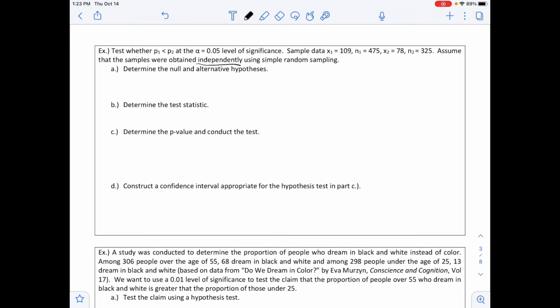And so the first thing on here, part A, says to determine the null and the alternative hypotheses. And so H0 for our null and H1 for our alternative. And it says to test whether P1 is less than P2. So we are dealing with a left-tailed test. Your null is always going to be P1 is equal to P2. So in order to do this, we need to use a 2 prop z test. So the first thing we need to do is determine part B, which is determining that test statistic.